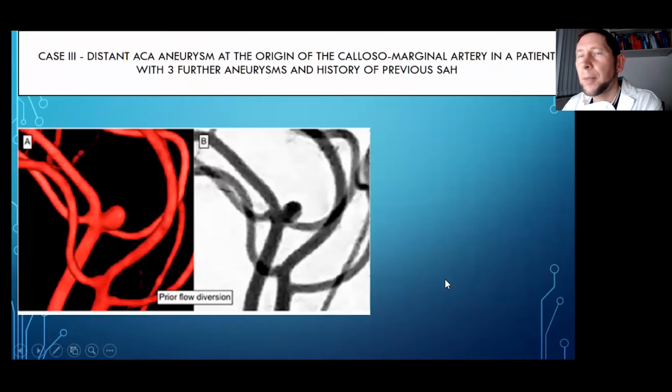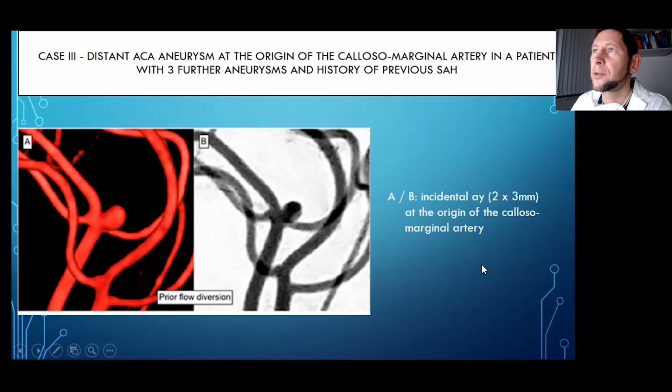The last case that I'm going to show you is the case of a distal ACA aneurysm at the origin of the callosomarginal artery in a patient with 3 further aneurysms and a history of prior SAH. So here we have the distal ACA aneurysm in 3D imaging and the corresponding 2D image.